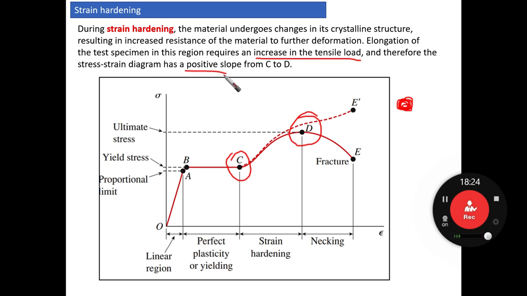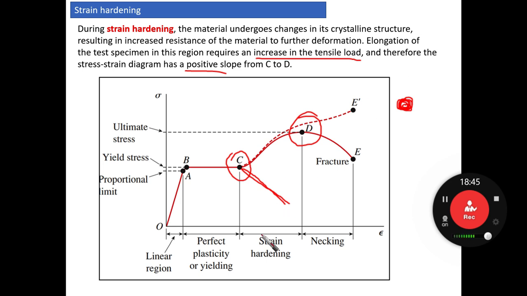Okay, it requires more, because for other materials, or even other members, if we're talking about a stress-strain curve or force-deformation curve for some elements, sometimes we can experience something like this, where the slope is going to be negative. So what is the reason for this negative slope?